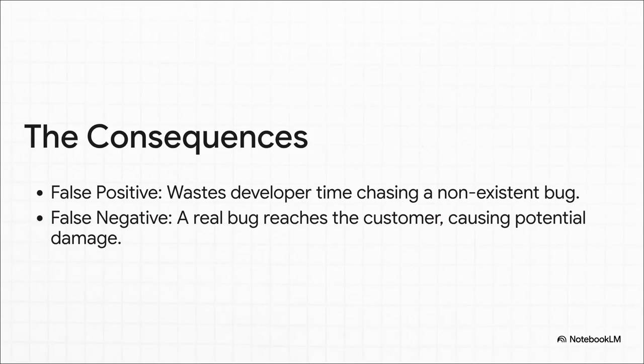So why does this matter so much? Well, a false positive is annoying, right? It just wastes a ton of developer time and money chasing a problem that was never there. But a false negative, that can be a catastrophe. That's a real bug escaping into the wild, into the hands of your customers. It can lead to crashes, lost data, and it can absolutely destroy a company's reputation. One is a headache, the other is a potential disaster.